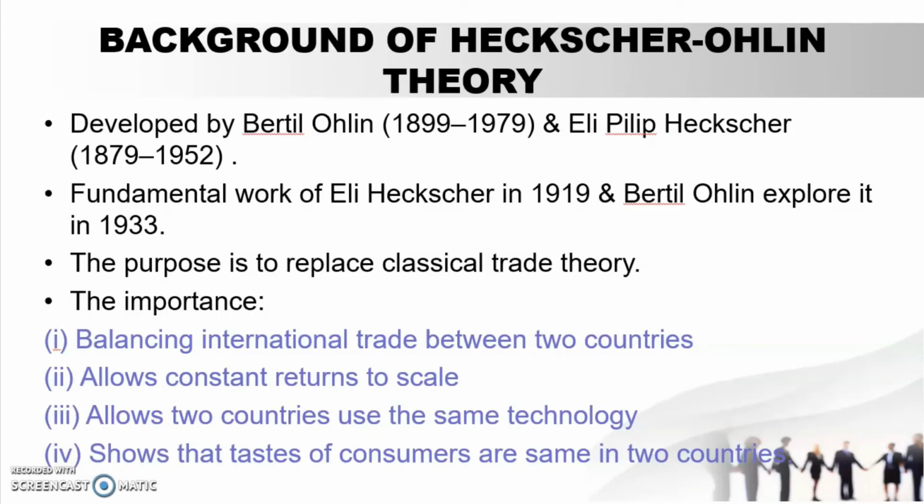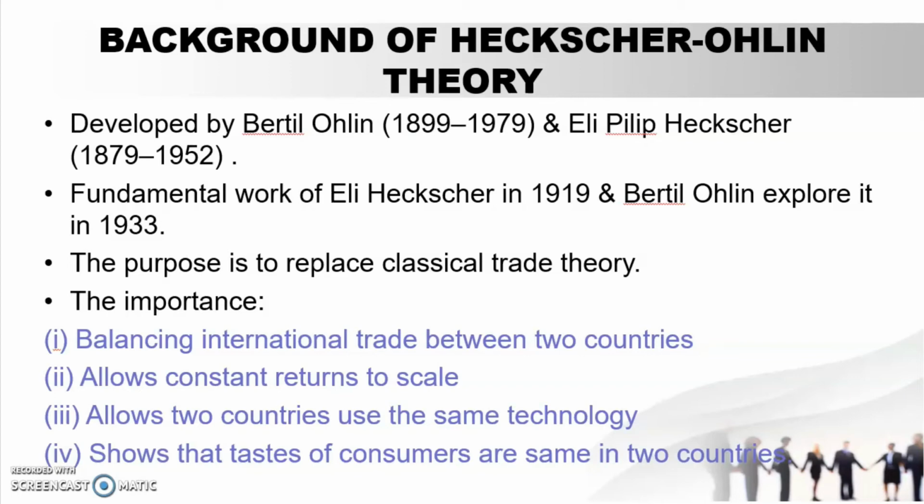First of all, let's start with the background of Heckscher-Ohlin theory. Heckscher-Ohlin theory was developed by two Swedish economists, Bertil Ohlin and his teacher, Eli Filip Heckscher. The theory was developed in the year of 1919 because a written Swedish paper by Eli Heckscher was found at the Stockholm School of Economics and Bertil Ohlin explored it in 1933.